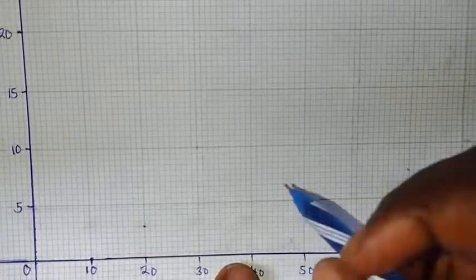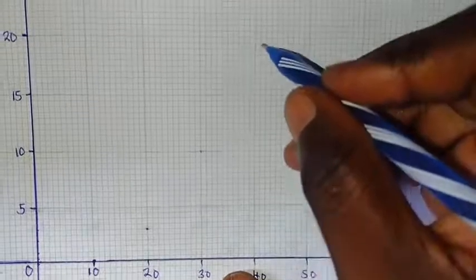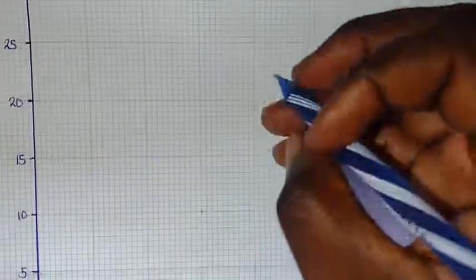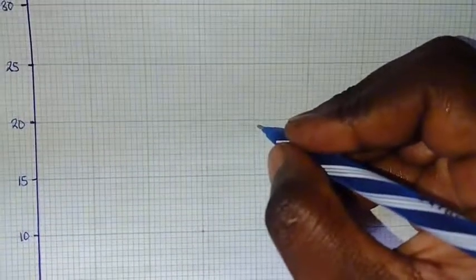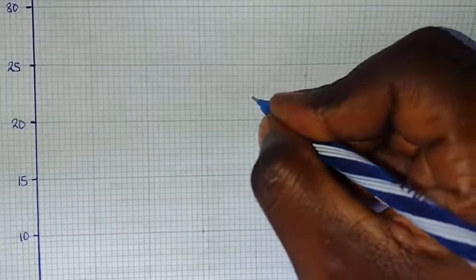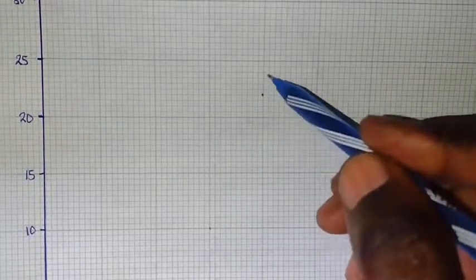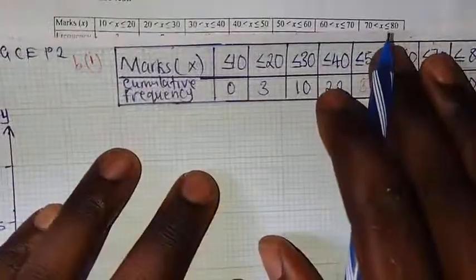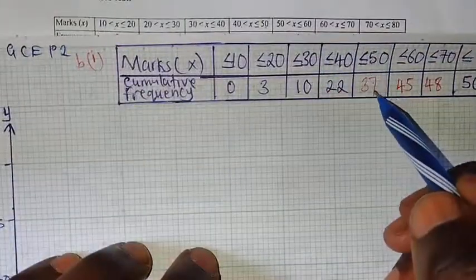Where is our 22? From this 40, you come up, the 20 is right here. So the 22 will be 21, 22. Remember what I've said, we are using 2 boxes to count 1 because it's 5 units on the y-axis. Then we come to the next one, where we have 50, 37.